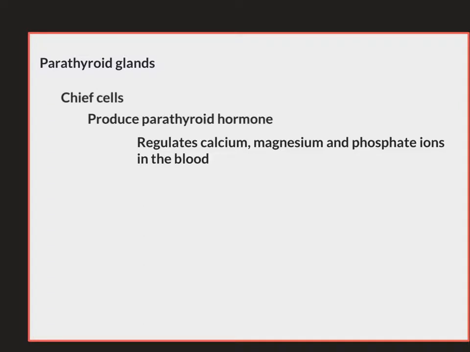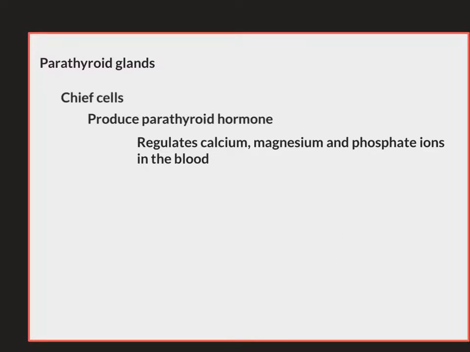Parathyroid hormone stimulates osteoclast activity. When osteoclast activity is increased, they digest the extracellular matrix of the bone. This releases calcium and phosphate ions into the blood. Parathyroid hormone can also act on the kidneys during urine formation by decreasing calcium and magnesium urinary loss while increasing the loss of phosphate ions in the urine.